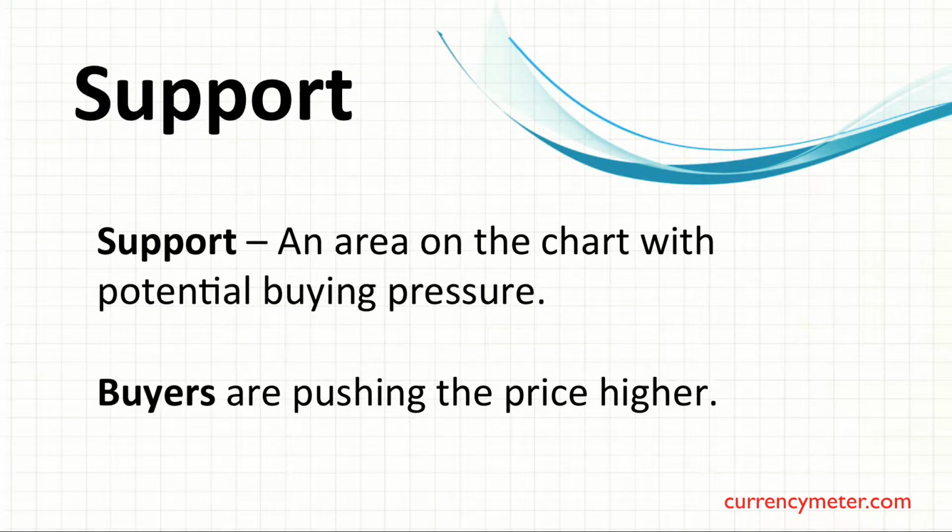In order for you to have support and resistance, you will have this dynamic fight or tug of war between the buyers and the sellers, and they will create those areas. So support is an area on the chart with potential buying pressure, which means you have more buyers that are trying to push the market to the upside. And when that happens, it creates something we call support.